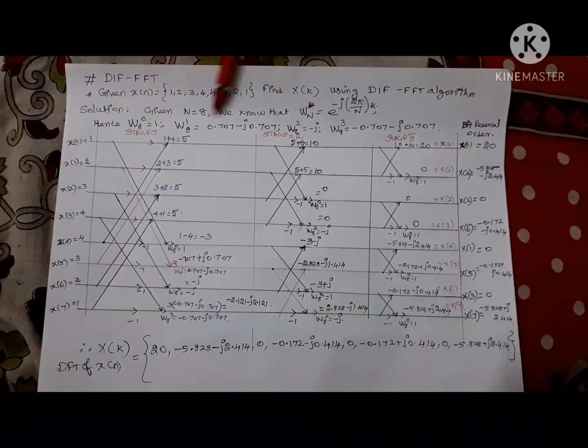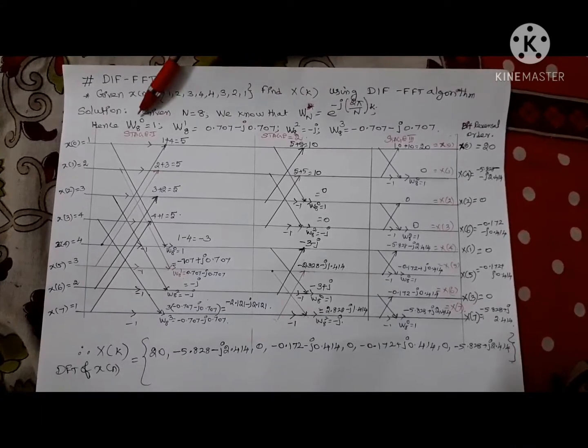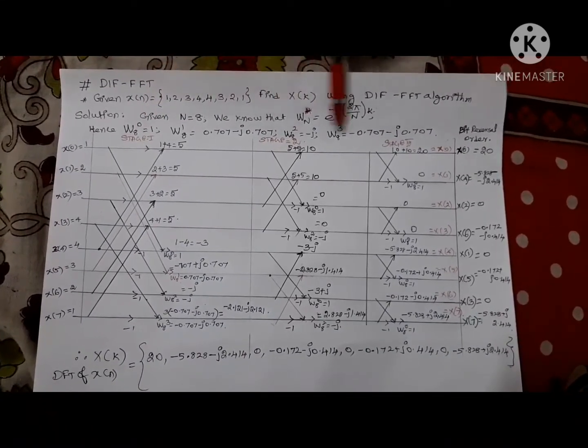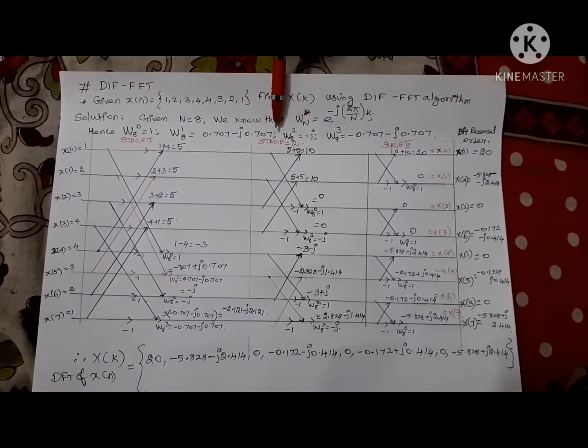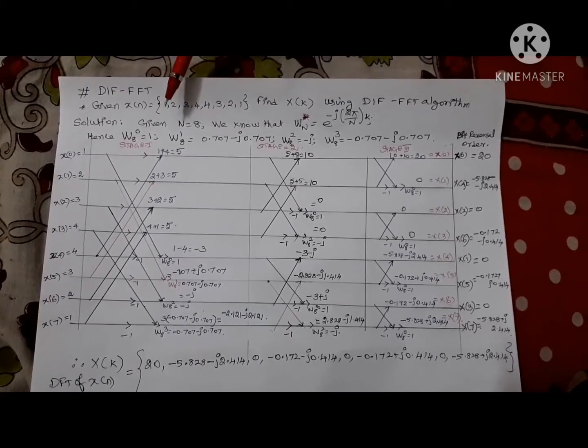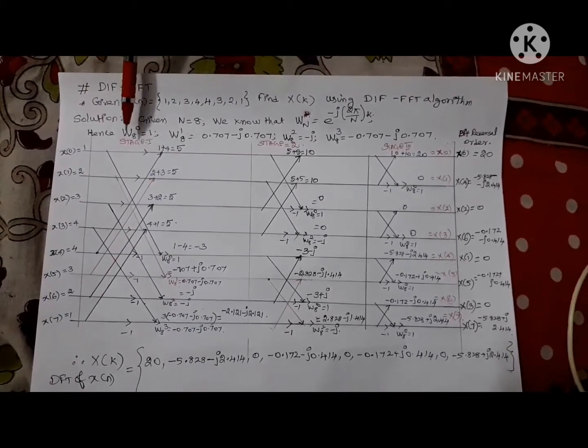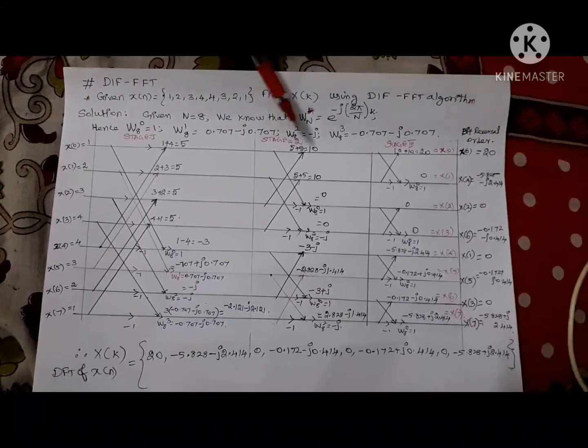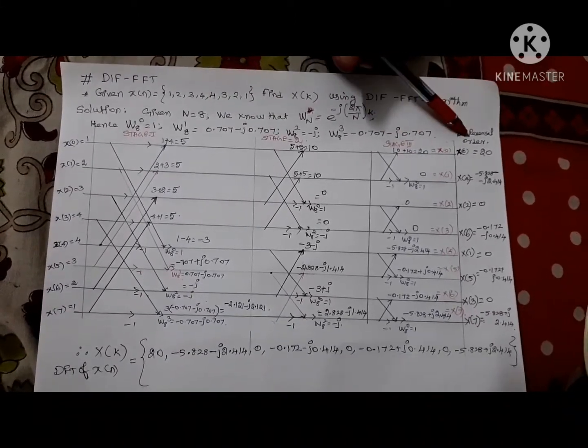First step, we find the twiddle factors. Because N is 8, we calculate 4 values, N by 2 values only. Here we will see the step by step calculation. First is stage 1, here stage 2, here stage 3, then the output form.